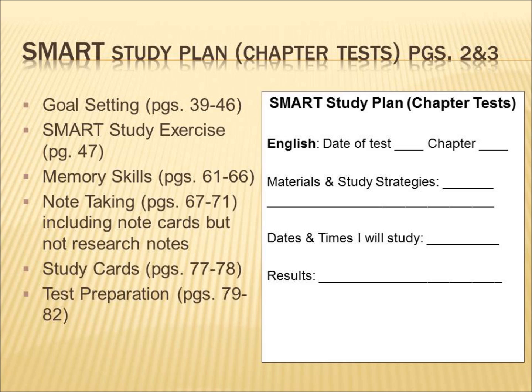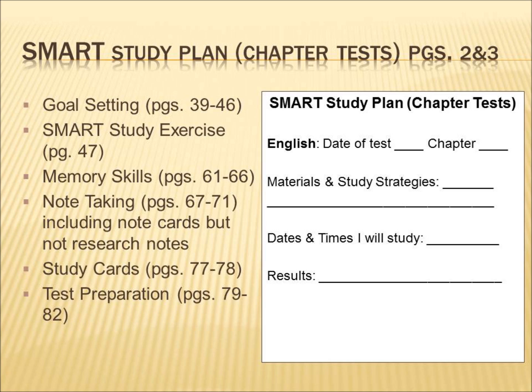In order to have appropriate information to build their Smart Study Plan, students must first learn about goal setting. This is such an important chapter, and I cannot stress enough it should not be omitted. After they learn about SMART goals, they will then take the SMART study exercise found on page 47. They should also take advantage of exploring the over 50 memory skills found on pages 61 through 66.